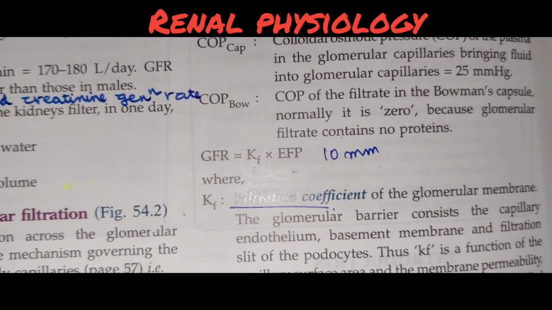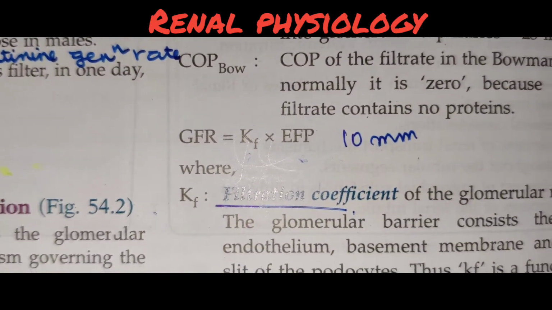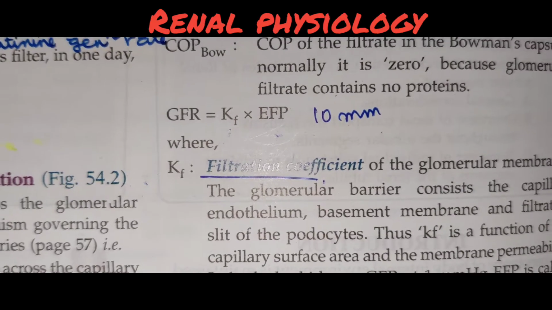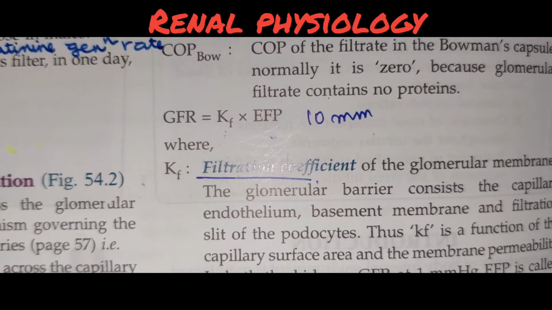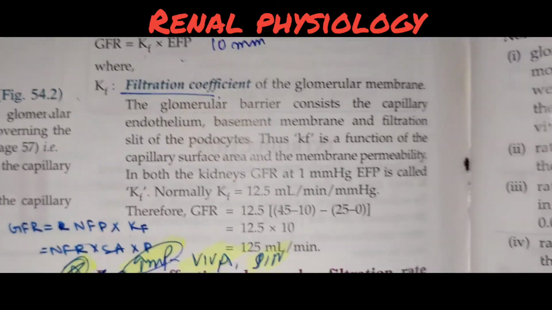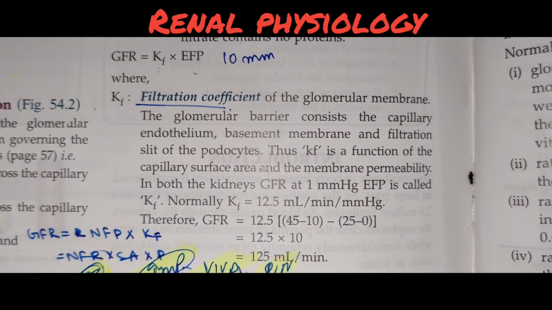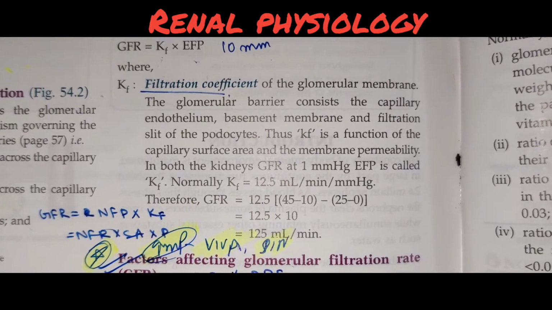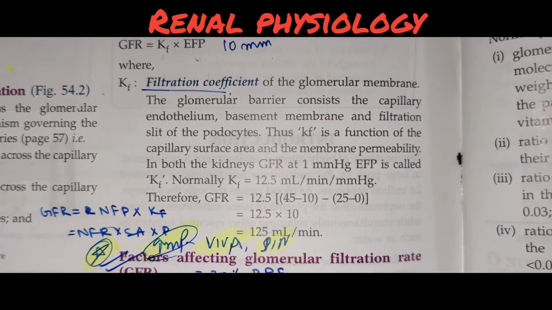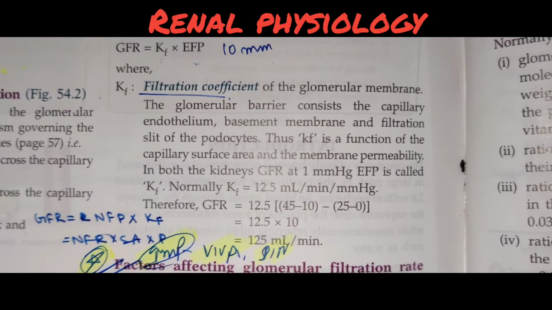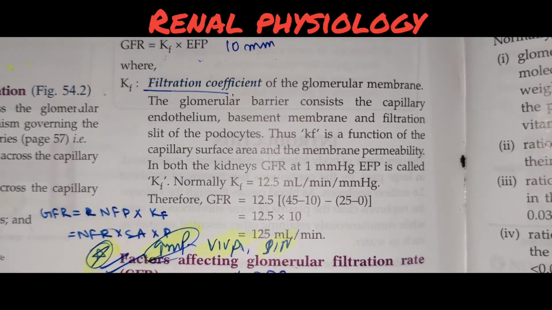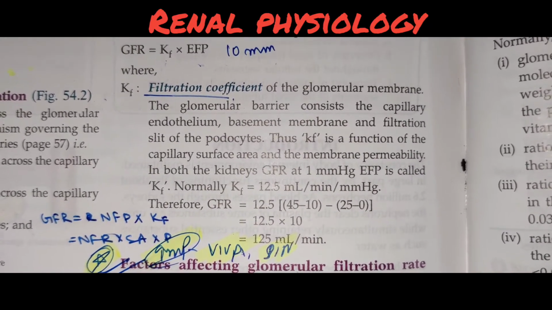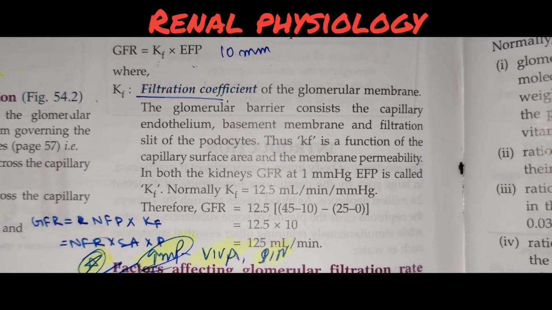Now it was seen that GFR is directly proportional to effective filtration pressure. To make an equation, we have to put a constant, and the constant is Kf. Kf is the filtration coefficient of the glomerular membrane, and Kf is GFR divided by effective filtration pressure, which is 125 milliliters per minute divided by 10 millimeters of mercury. So Kf will be 12.5 milliliters per minute per millimeter of mercury.